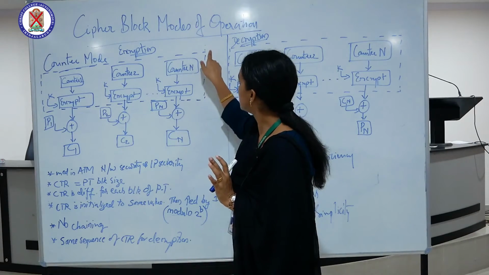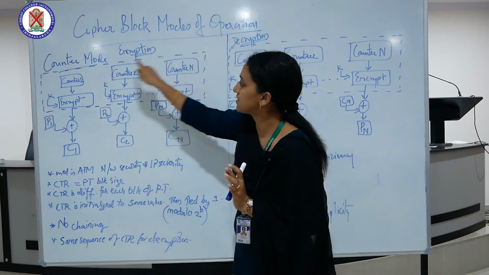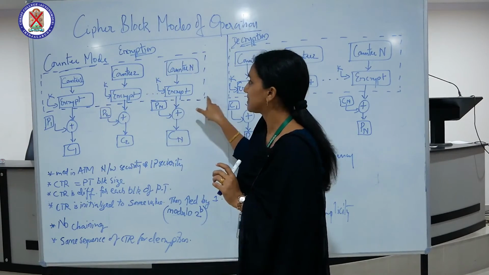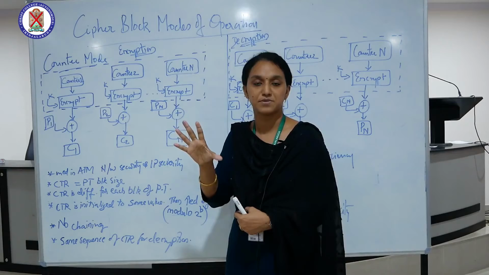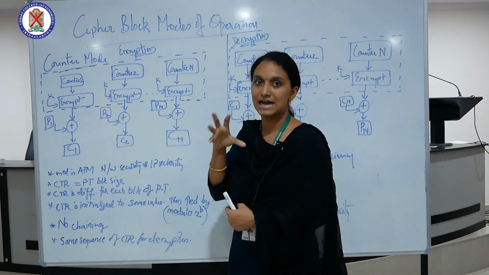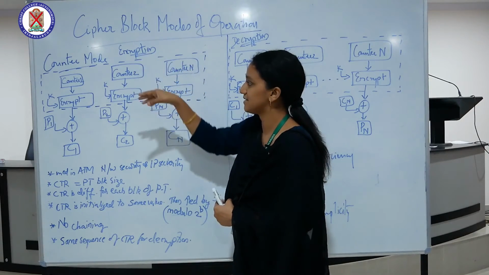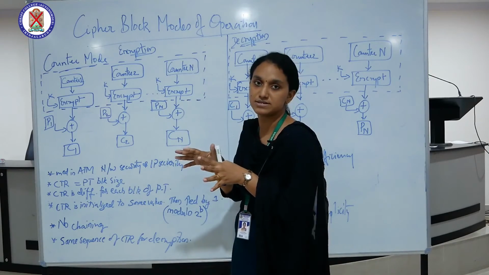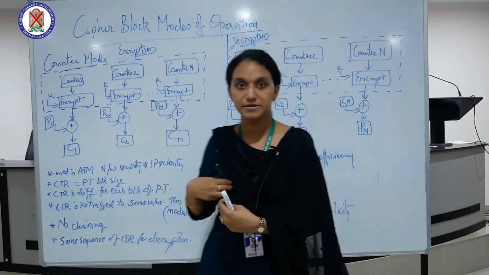Clear? So I have marked a portion in dotted. You can see a rectangle, that is actually the counter mode operation process. Just to identify easily, I have marked it in a dotted box. So that's all with the encryption.